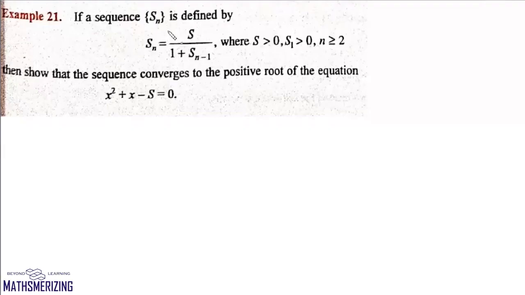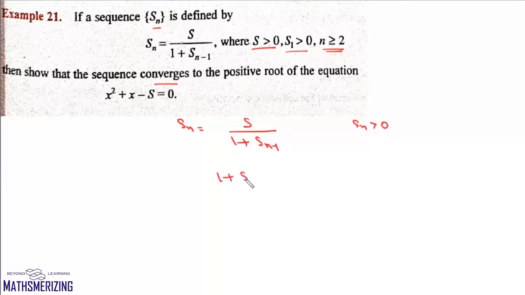Now the next question is, if a sequence S_n is defined by S_n equals s upon 1 plus S_{n-1}, where s is greater than 0, S1 is greater than 0, and n is greater than or equal to 2, then show that the sequence converges to a positive root of the equation x square plus x minus s equals 0. Now, if s is greater than 0 and S1 is greater than 0, then any S_n will be greater than 0.